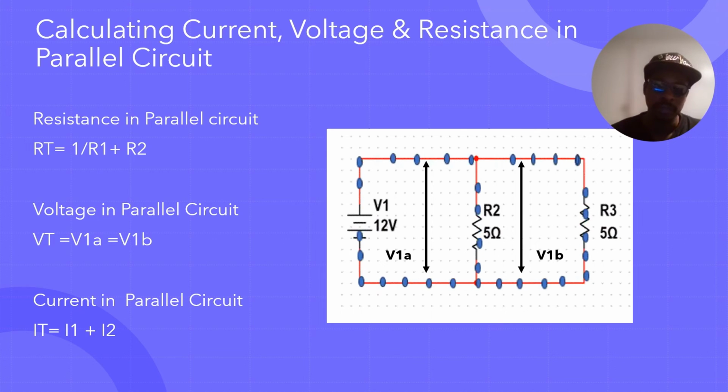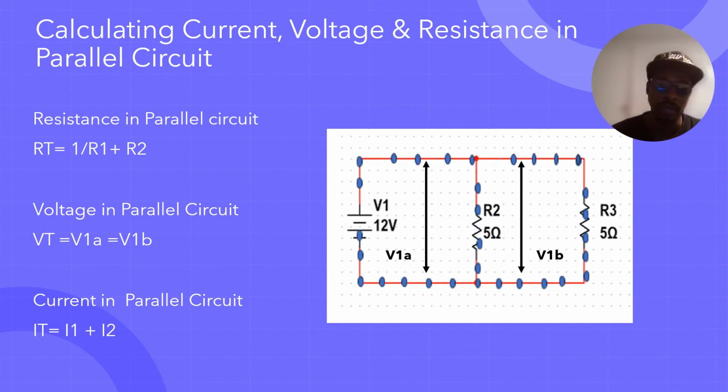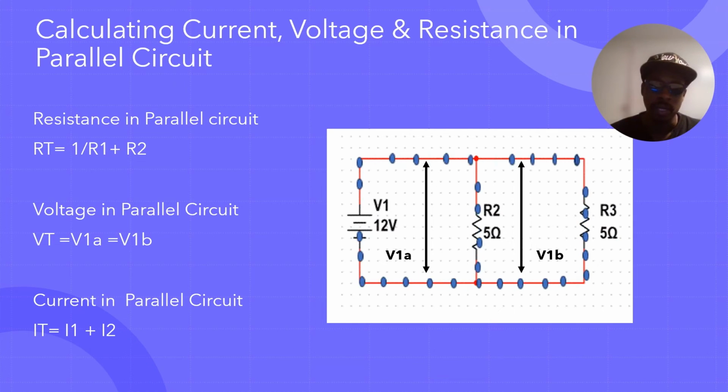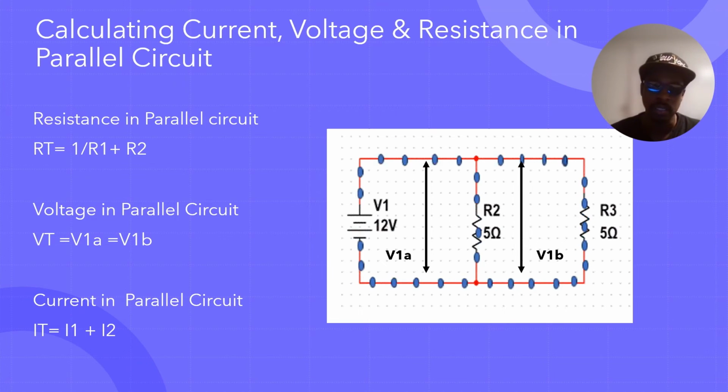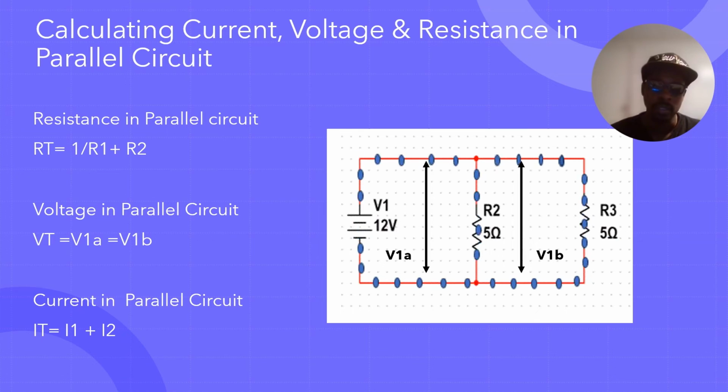The voltage is always going to be equal across each terminal. Current in a parallel circuit, however, would be divided by the branch. So the total current that is supplied by the source, in this case IT, must be equal to I1 plus I2 of each branch within the circuit.